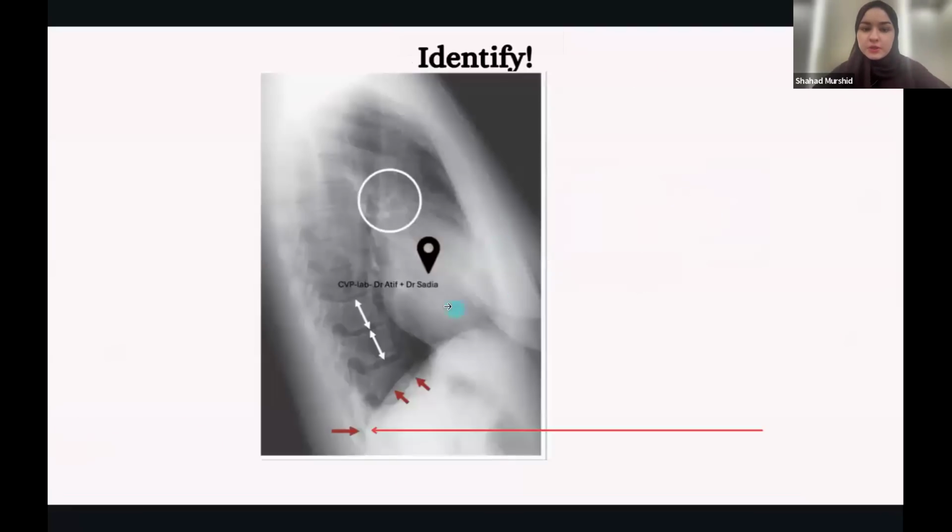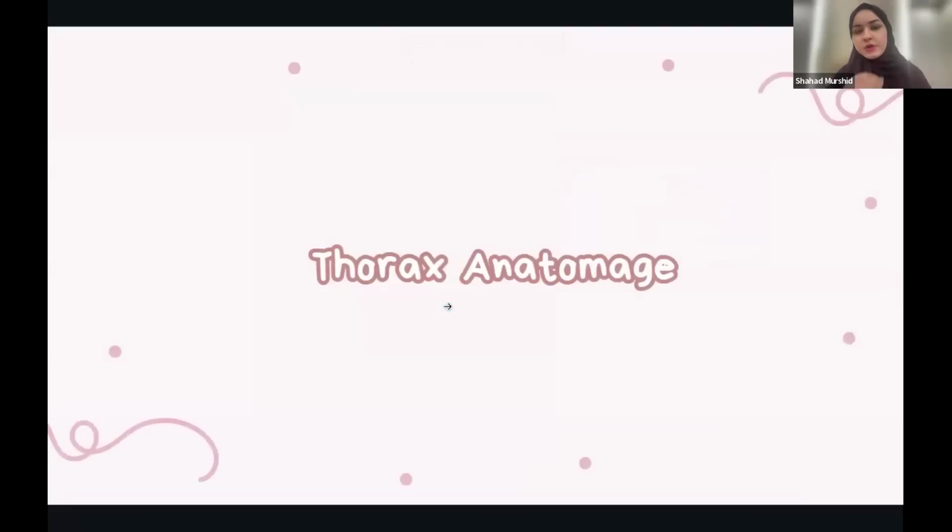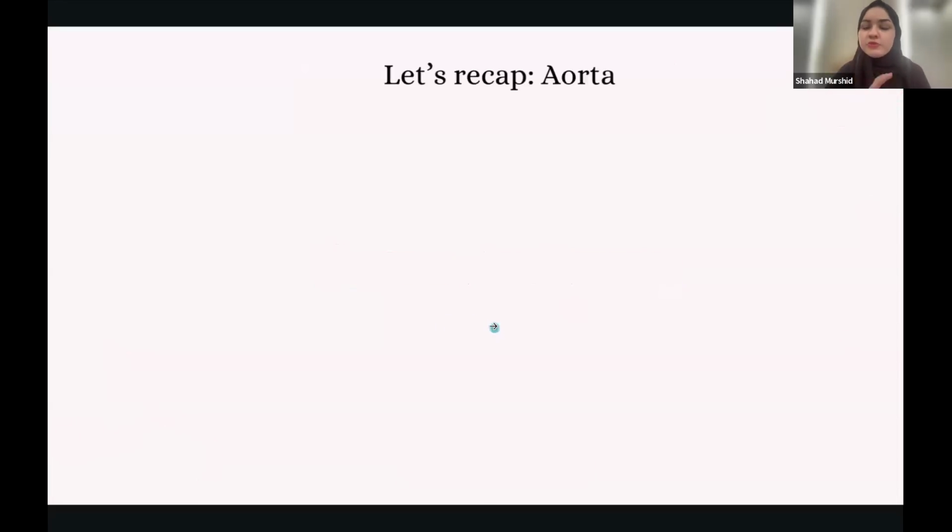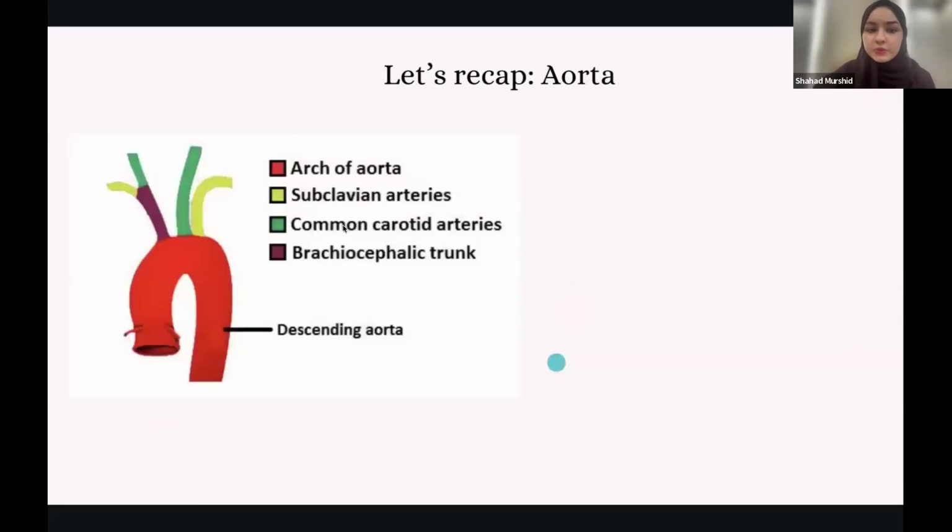Now we're going to talk about the anatomy. So basically, a lot of this part is going to be very familiar to you guys because you discussed it in the mediastinum part. We're going to go over most of the levels. So before we start, I just want to recap everything that we already know.